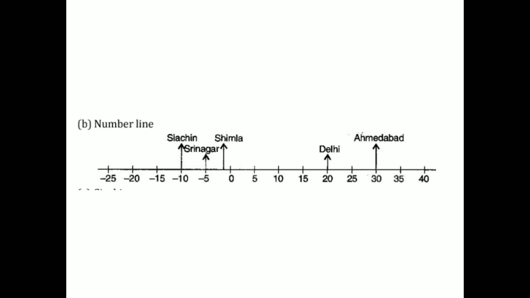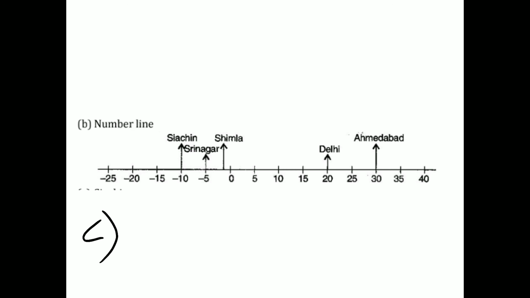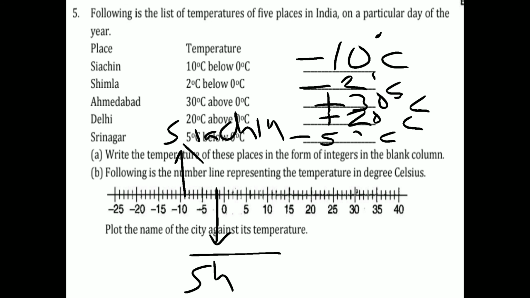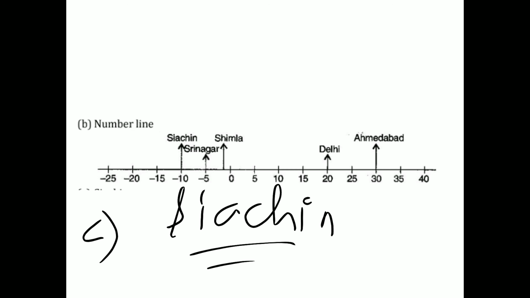Clear? Now C part. They are asking, which city is having the lowest temperature? If you see, minus 10 is smallest or minus 2. In negative, the number which is having the biggest number, that is considered smallest. So C part answer is Siachen. Clear? This is the answer.